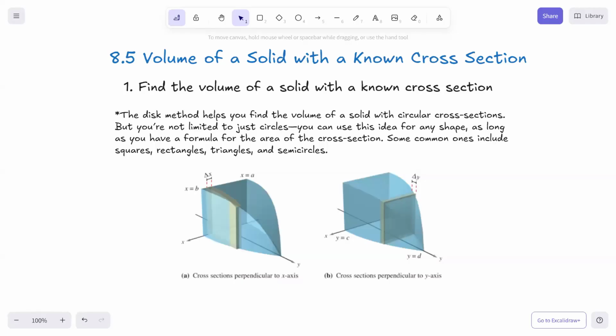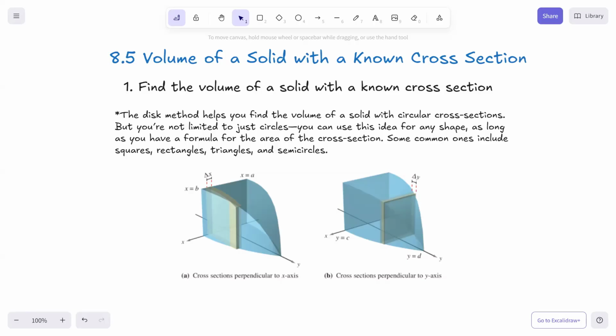All right, guys, Mr. Antonucci here, and in this section, we're talking about volume of a solid with known cross sections, and we want to find that volume. So previously, we had looked at the disk method and the washer method, which we were finding the volume of a solid using circular cross sections, but we're not limited to just circles.